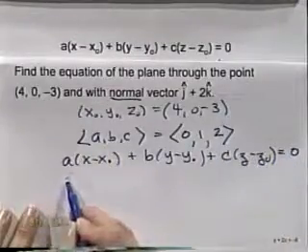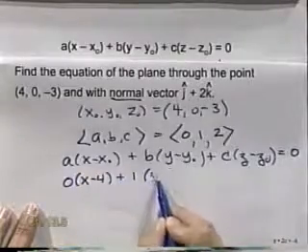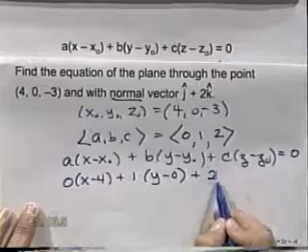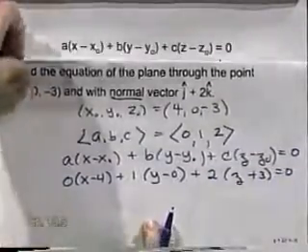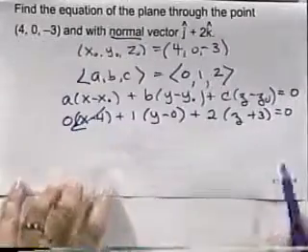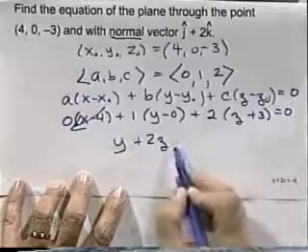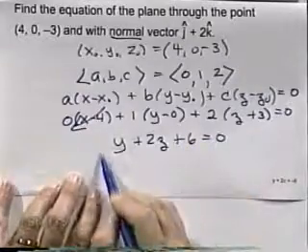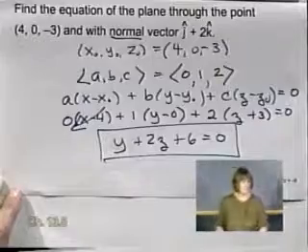So A is 0, so it's 0 times x minus 4 plus 1 times y minus 0 plus 2 times z minus a negative 3, which is plus 3, equals 0. So let's see, that dies because it's times 0. That's going to be y plus 2z plus 6, 2 times 3 is 6, equals 0. There's my equation for my line, or my plane. My plane.